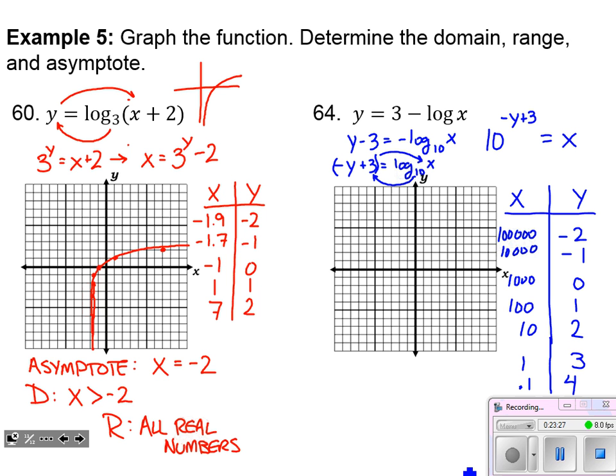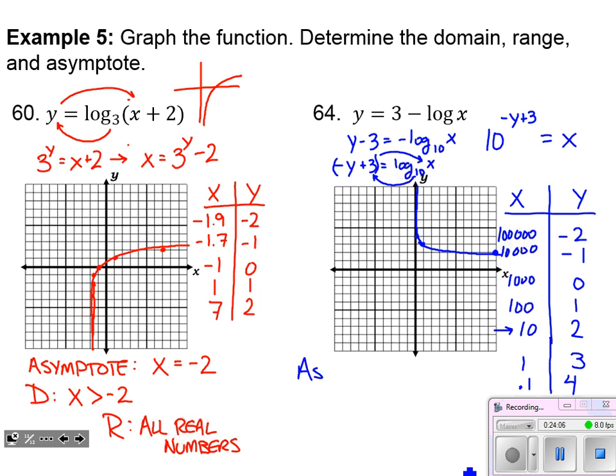So let's see if this kind of agrees with what we feel like a logarithmic function should look like. So let's see, I'm not going to be able to graph it until I get to this one right here. When x is 10, my y value is 2. When my x is 1, my y value is 3. When my x is 0.1, my y value is 4. So I'm seeing this type of thing happen. All right, does that make sense? It looks like exponential decay almost.